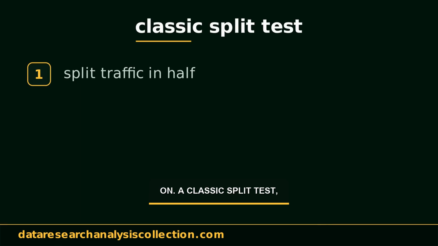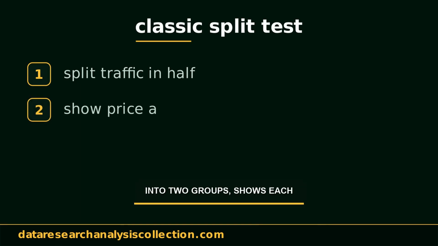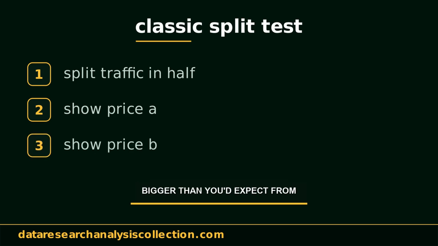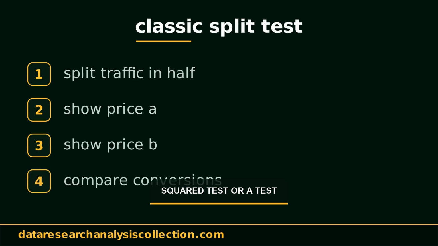A classic split test, the kind every marketing blog describes, splits your traffic into two groups, shows each group a different price, and waits until the difference in how many people buy is bigger than you'd expect from plain chance. The math behind that, usually some version of a chi-squared test or a test for proportions, needs a decent number of conversions in each group. Not visitors, conversions, actual sales.